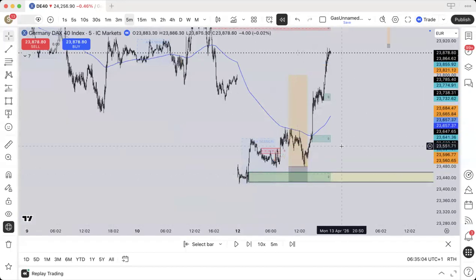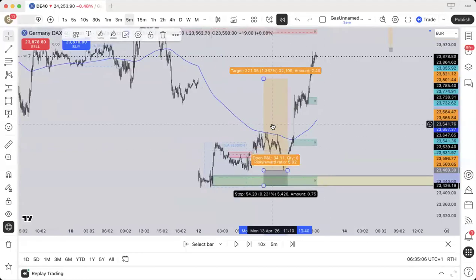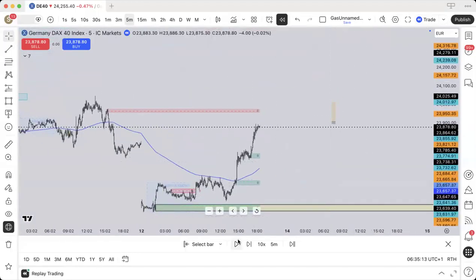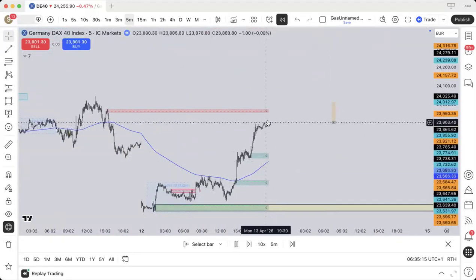Obviously, it was a very big entry to stop loss, so I probably wouldn't have taken that one. At the moment, this order block is still live. Let's go to the next session.